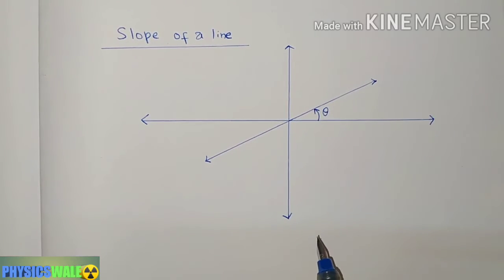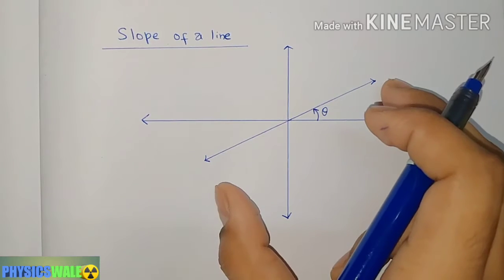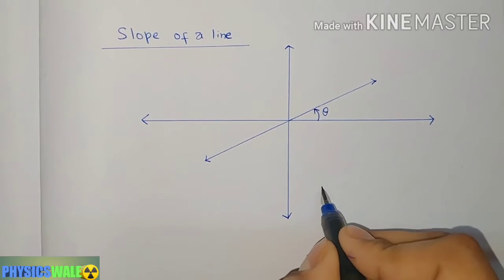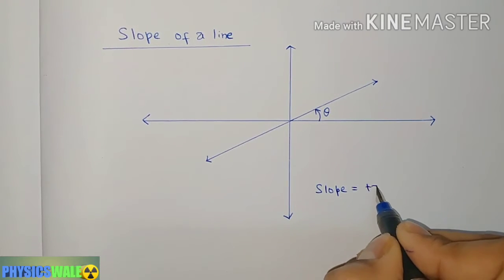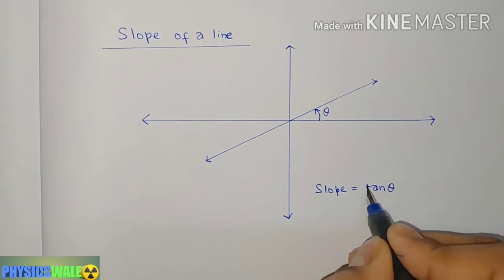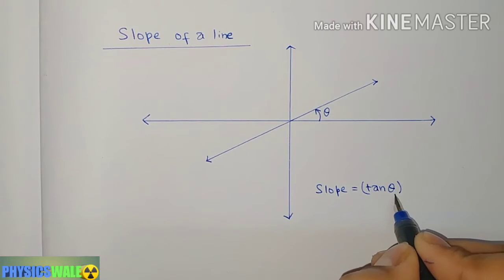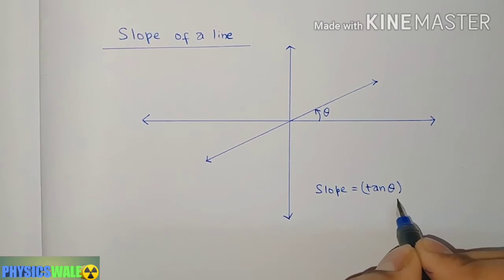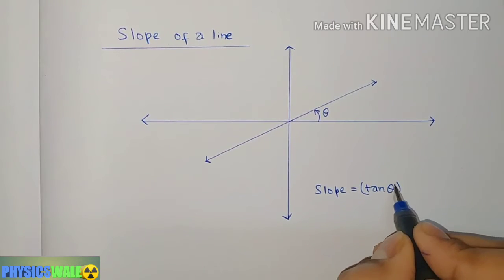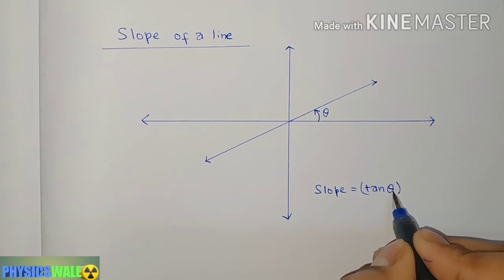Okay, so now we define the slope of a line. Suppose here we have a line. The slope of a line is defined as tan theta. So the tangent of the angle theta, that is the inclination of the line, is known as the slope of the line. But remember this angle theta has to be measured anti-clockwise.